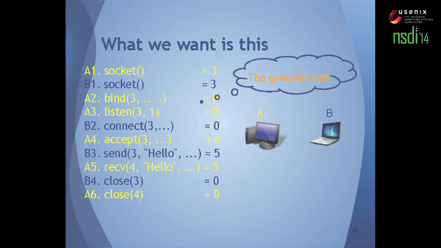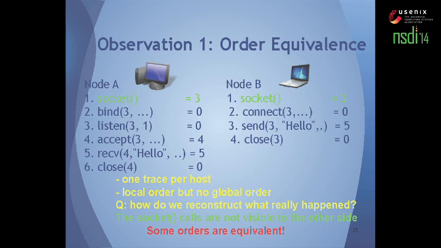So our real goal here isn't to get the exact ground truth as it occurred, but to get something where there's an equivalent ordering, where the calls would have the same behavior. And I'll explain what that means in just a second. So if we look at these two traces, at the top of both, they each create a socket. The order in which those socket creation calls occur is actually immaterial to the behavior of the system. It doesn't matter if A gets their socket descriptor before B or vice versa. So we could put those in any order, and it would be equivalent. Okay, so that's an example of equivalence.